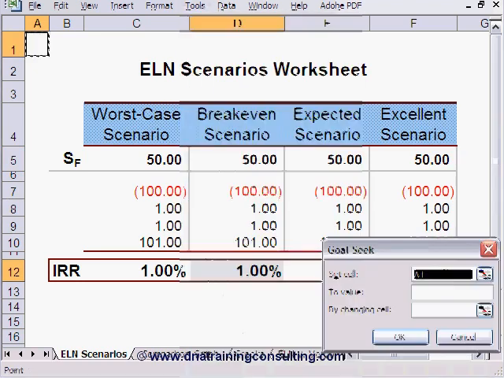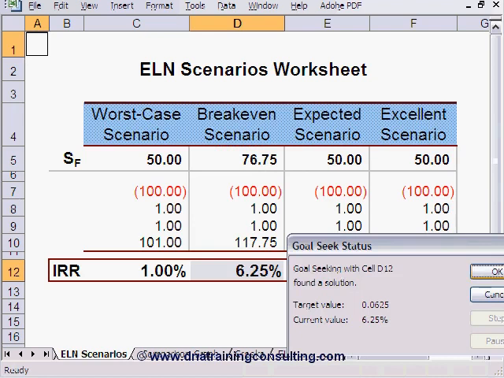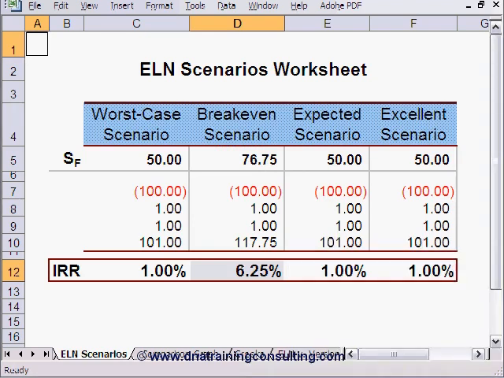Thus, Tools, GoalSeek, set cell D12 equal to the value 6.25% by changing cell D5, hit OK, revealing an answer for the final stock price of $76.75.